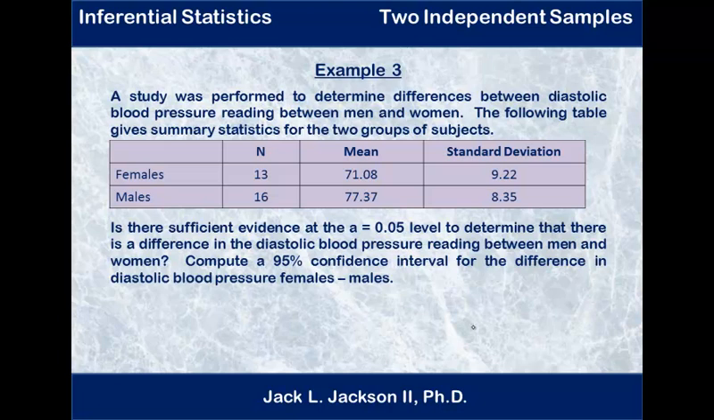Is there sufficient evidence at the alpha equals 0.05 level to determine that there is a difference in the diastolic blood pressure reading between men and women based on this particular sample? And also compute a 95% confidence interval for the difference in diastolic blood pressure. For this one, we'll use females minus males. So since we're doing females minus males, we will consider females data set 1, males data set 2.